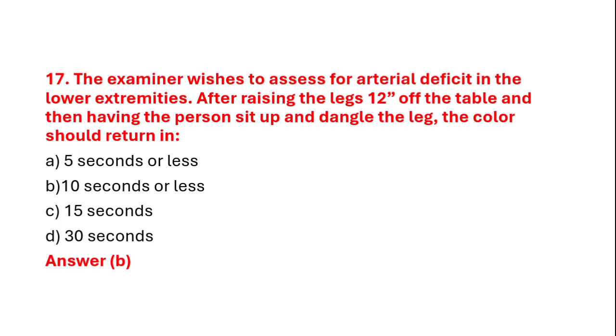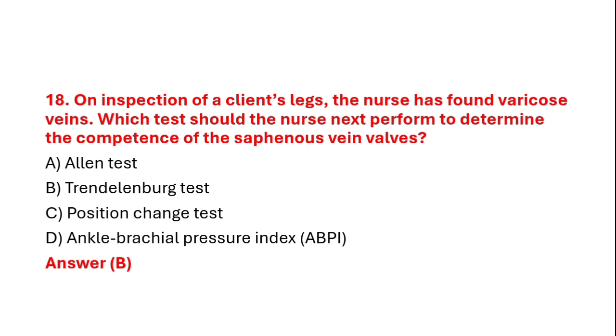Question number 17. The examiner wishes to assess for arterial deficit in the lower extremities. After raising the leg 12 inches off the table and then having the person sit up and dangle the leg, the color should return in. Option A, 5 seconds or less. Option B, 10 seconds or less. Option C, 15 seconds. Option D, 30 seconds. Correct answer is option B, 10 seconds or less.